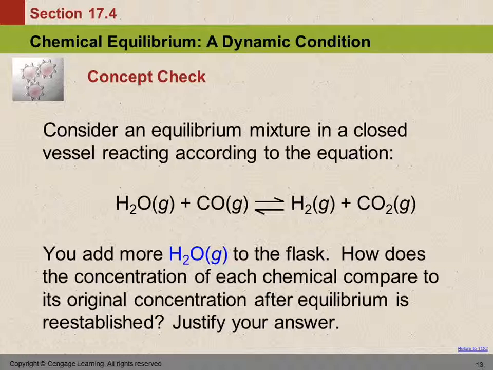So consider an equilibrium mixture in a closed vessel. This is that same reaction that we were looking at. And let's say we add some water vapor to the flask. How does the concentration of each chemical compare to its original concentration after the equilibrium is reestablished? So we have an equilibrium, and these have gotten into balance so that the concentration of each of these is not changing. What happens if we add more water?